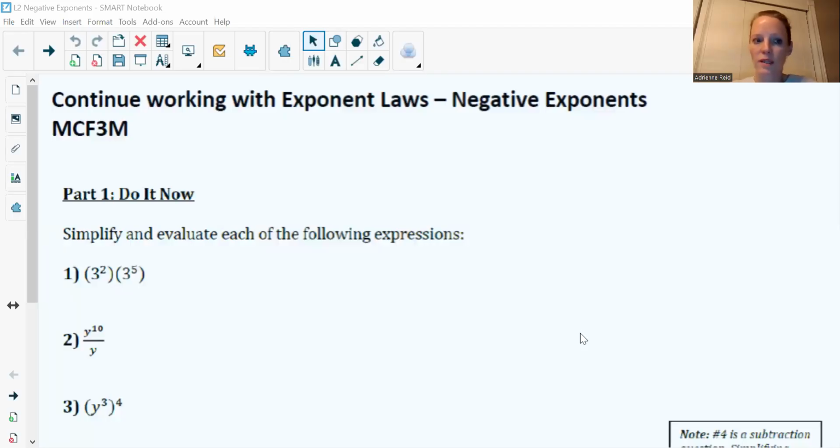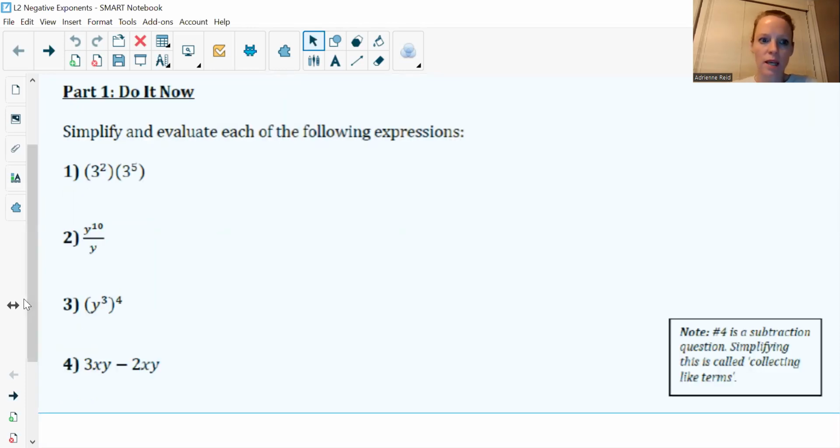So we're going to be doing the second part of our exponent laws lesson today. And this do it now here is just a reminder of what we did yesterday in our lesson. The first one you can see is a product rule. So if you look at your notes yesterday, you can figure out what you should do with the exponents. Remember, the start of every rule is keep the base the same. So in this case, my base is 3, and I have an exponent of 2 and an exponent of 5.